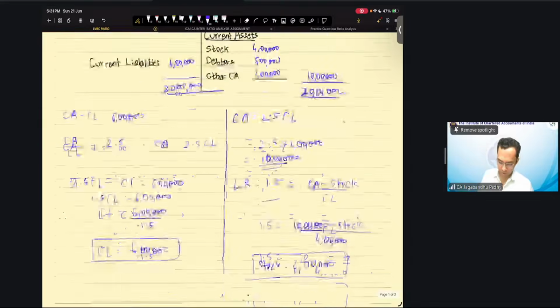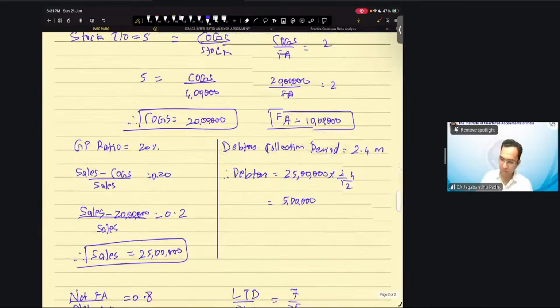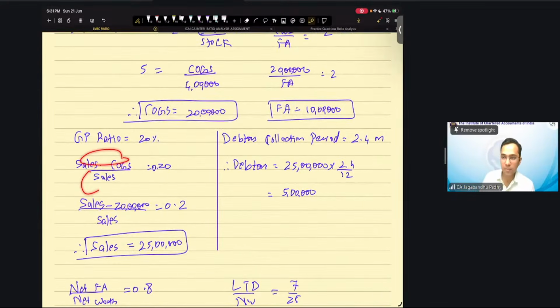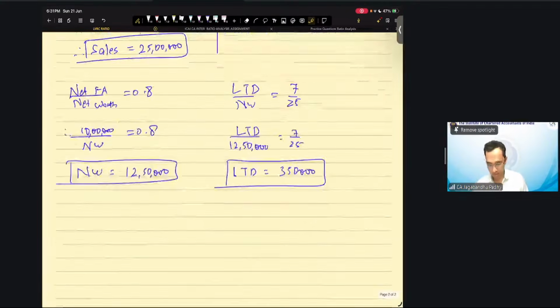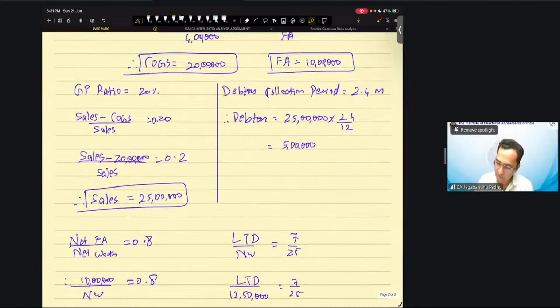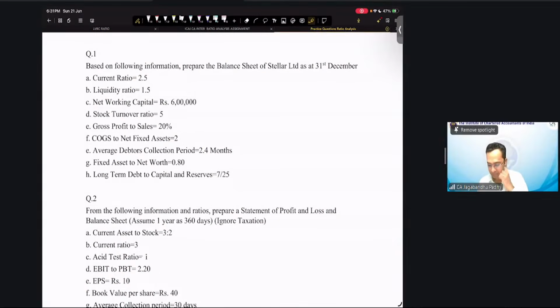Gross profit ratio. The GP ratio is 20%. So it's going to be gross profit upon sales. And gross profit is sales minus COGS. Got it? Okay. Fine. So that was this first question.